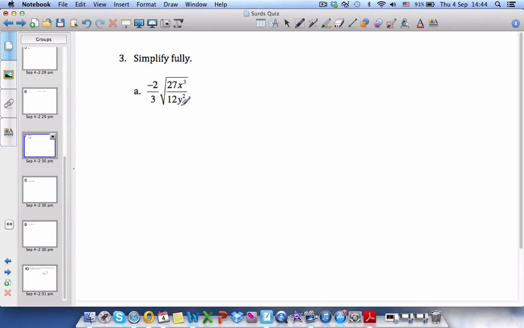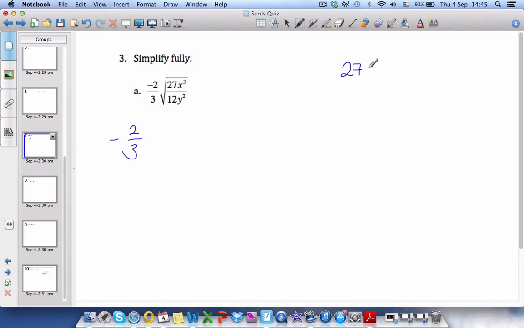Okay, number 3, it says simplify fully. A, negative 2 over 3 times square root of 27x cubed over 12y squared. Okay, let's think of it separately, the numerator and the denominator. So I'm going to write negative 2 over 3 first, and then square root of 27.